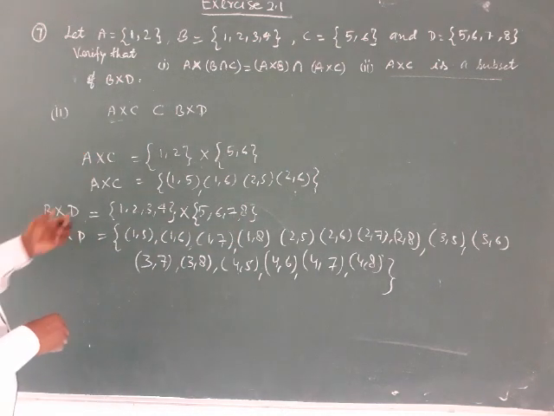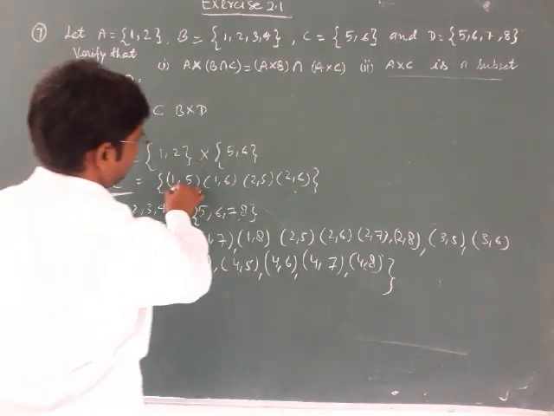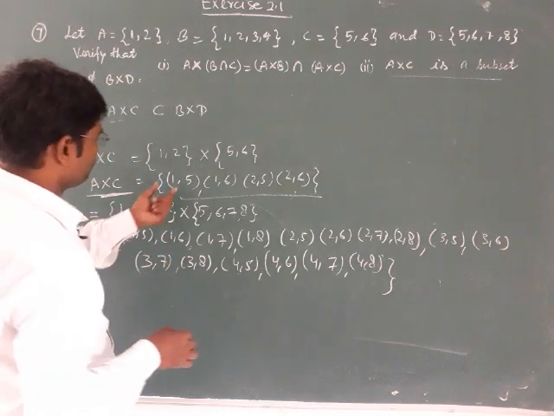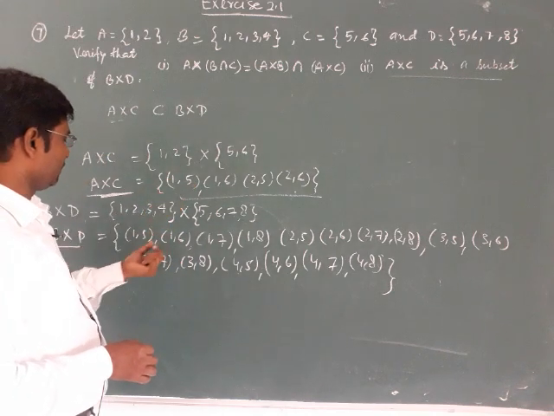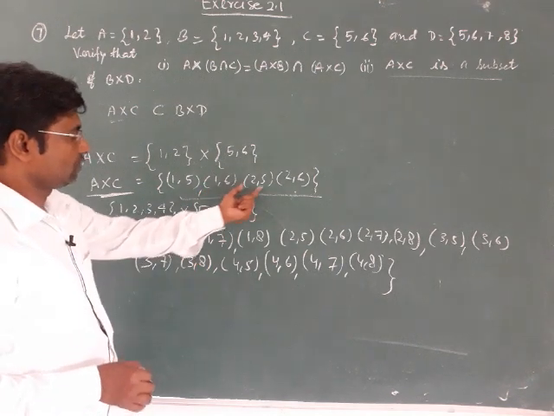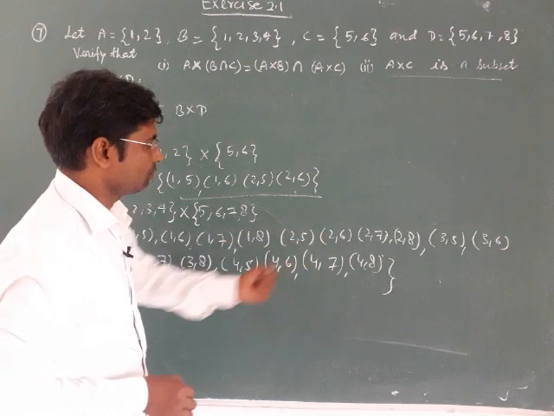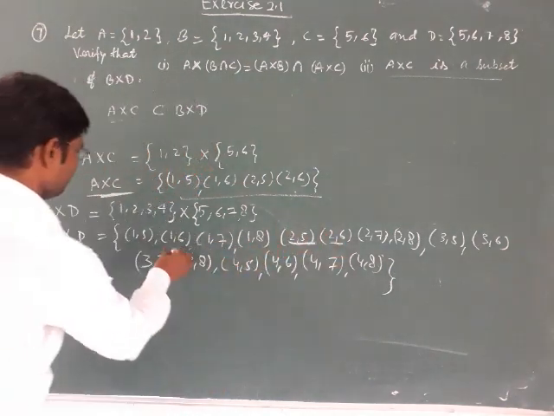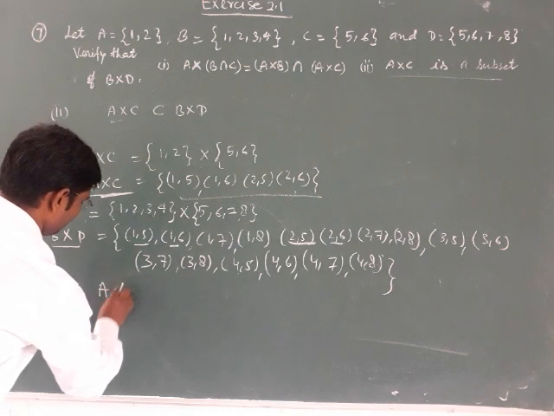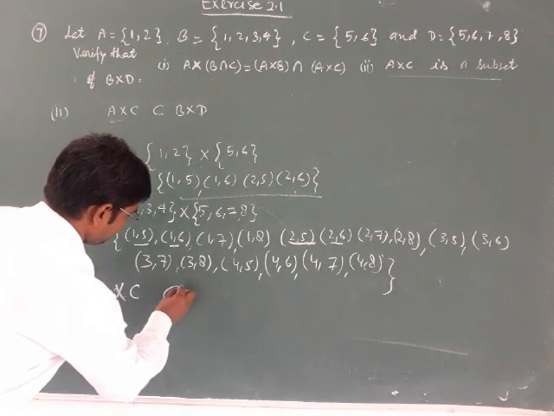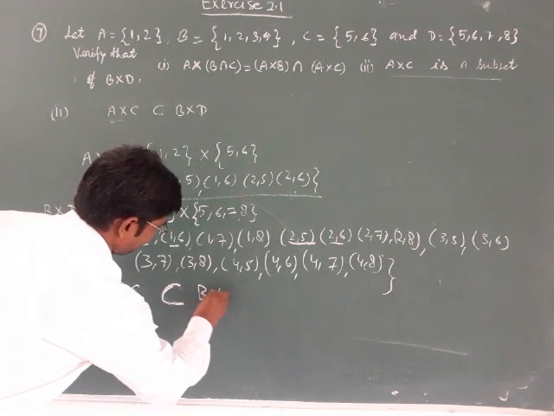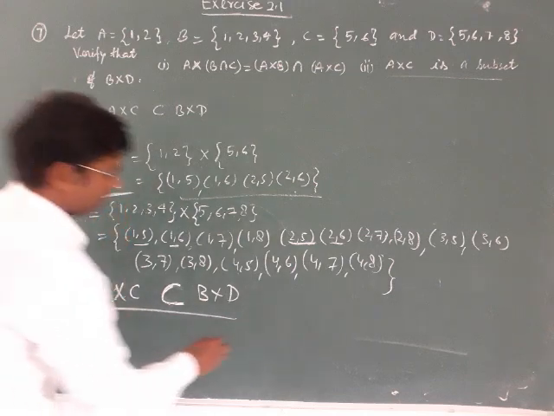So A cross C has these ordered pairs and B cross D has these. So the ordered pair 1, 5 exists in B cross D, and 1, 6 is also present in this, and 2, 5 and 2, 6 are also present in these ordered pairs. So A cross C is a subset of B cross D. So this is proved.